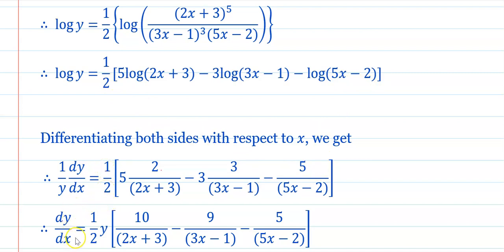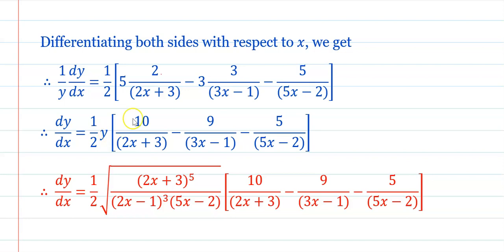Therefore dy by dx is equal to 1 upon 2 into y in bracket, 10 (5 into 2, 10) upon (2x plus 3) minus 3 into 3, 9, upon (3x minus 1) minus 5 upon (5x minus 2), in this way. Next, substitute the value of y. What is y? y is equal to square root of (2x plus 3) bracket raised to 5 upon (3x minus 1) bracket raised to 3 into (5x minus 2), into this whole bracket as it is. Okay.